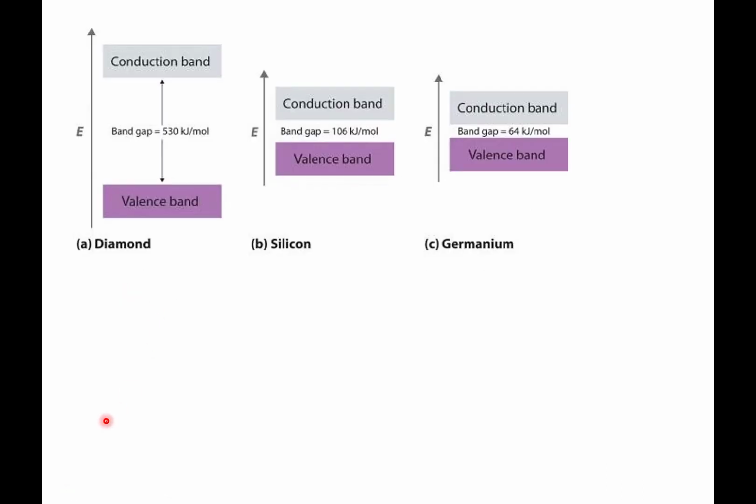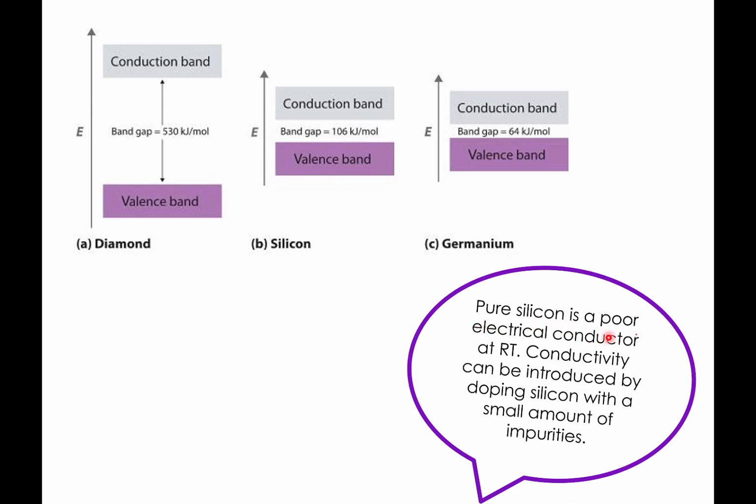So here's just a quick figure of the difference in band gap between diamond, silicon, and germanium. Germanium is actually a little bit better of a semiconductor than silicon. It has a higher conductivity because it has a smaller band gap. Pure silicon is actually not that great of an electrical conductor at room temperature, but we can increase the conductivity of silicon by doping silicon with small amounts of impurities. So silicon can be doped.